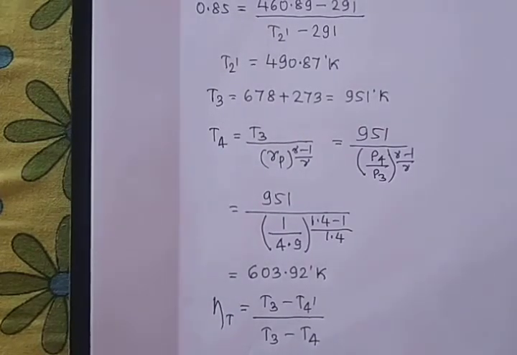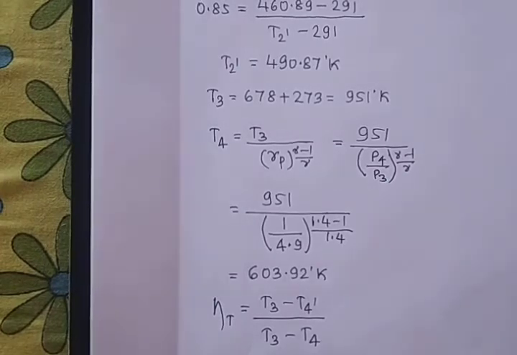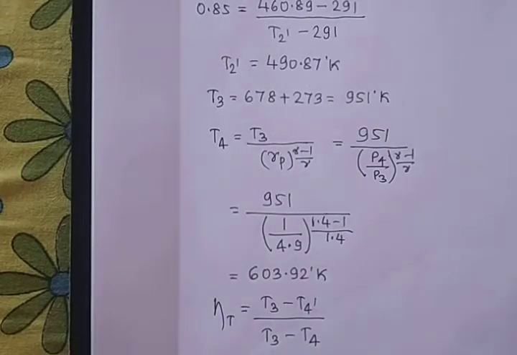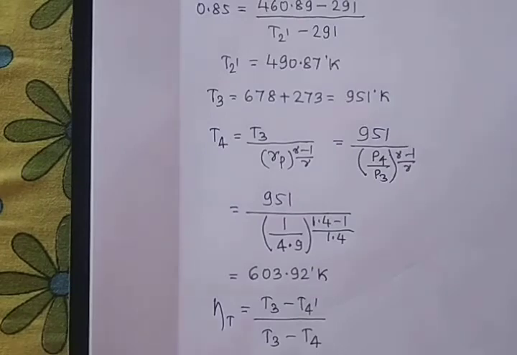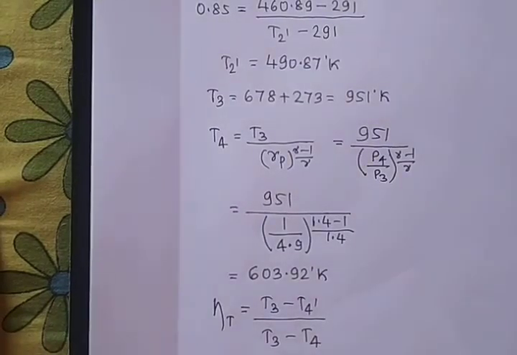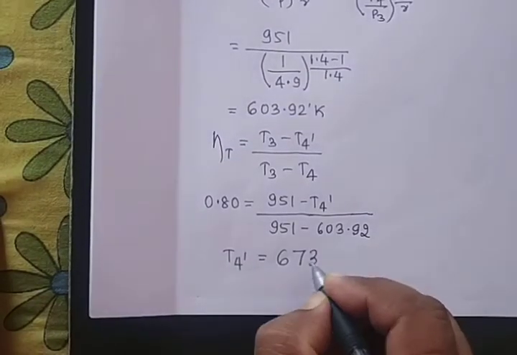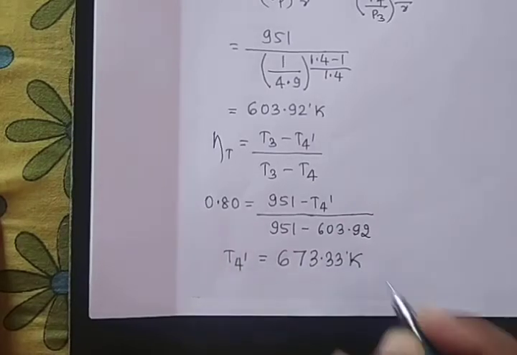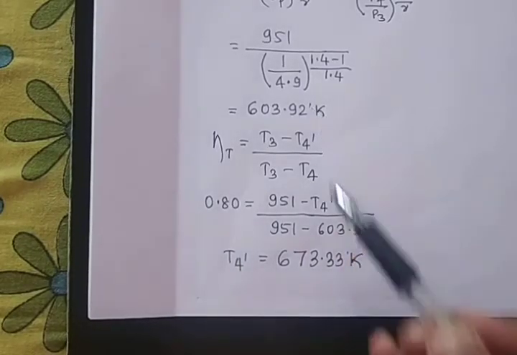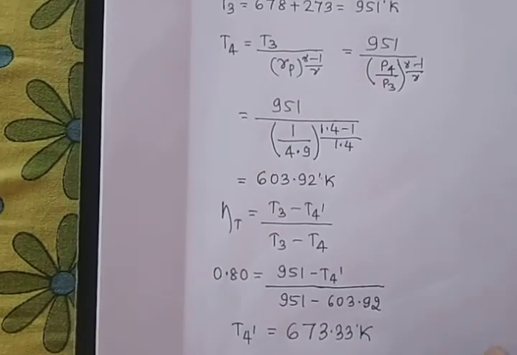Then T3 given in the problem is 951. T4 dash we need to find out, which is unknown, divided by T3 is 951 minus T4 is 603.92. So T4 dash will be equal to 673.33 degrees Kelvin. So first find out T4 and then find out T4 dash. I'll just again show you.